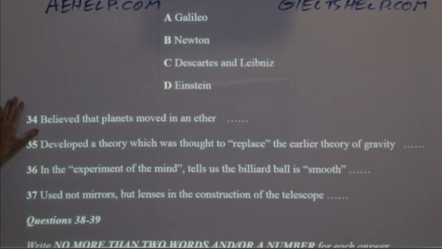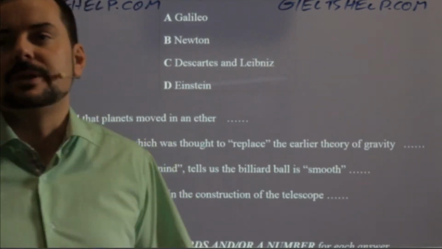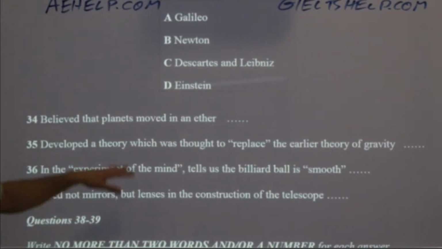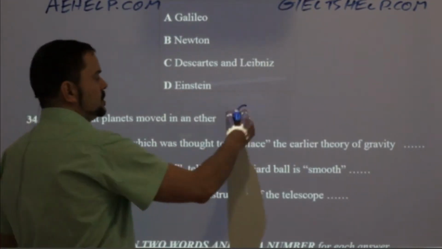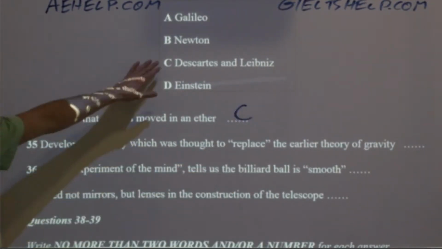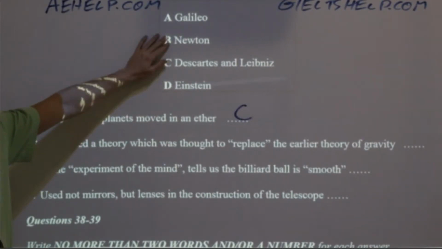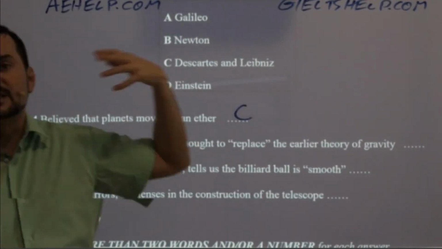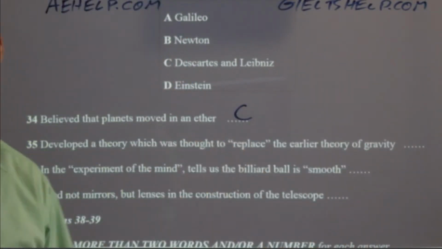Okay, number 34, believed that planets move in some sort of an ether. Ether would be like some kind of a liquid or a mist or something like that. For 34, who believed that planets move in an ether? Yeah, let's see. Descartes and Leibniz. So Descartes and Leibniz, especially Descartes, came before Newton, came before Einstein. Newton and Einstein created some different ideas around it. The early ideas were that the planets are moving in some kind of like a liquid, like your cereal moving around in milk kind of idea.